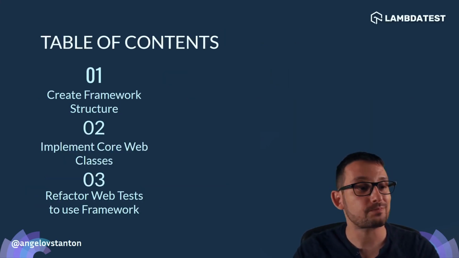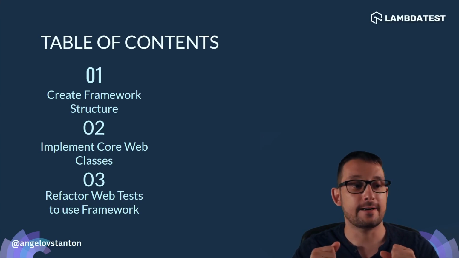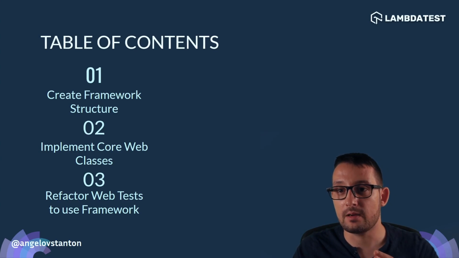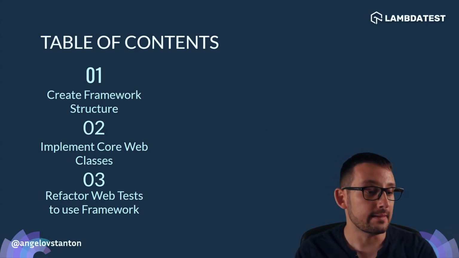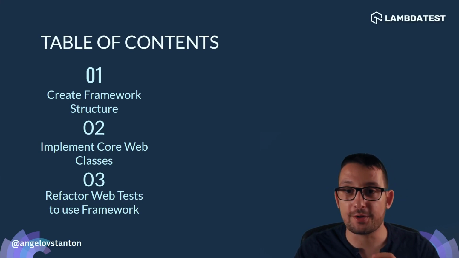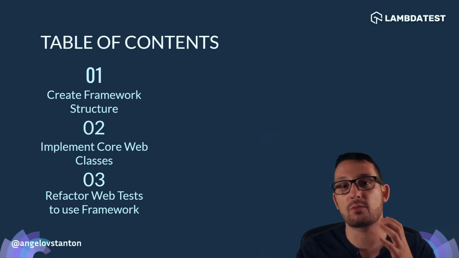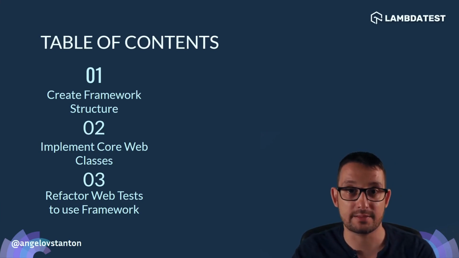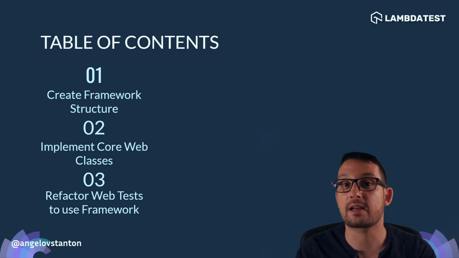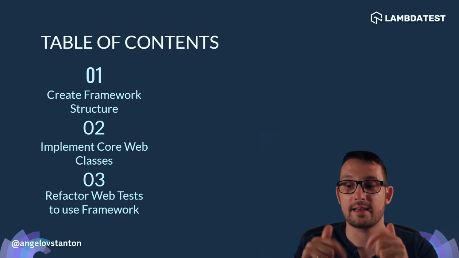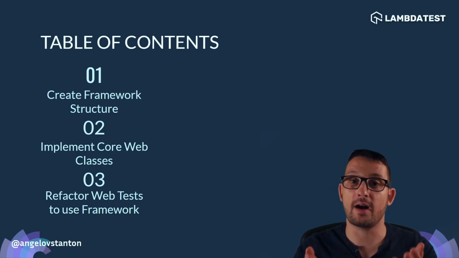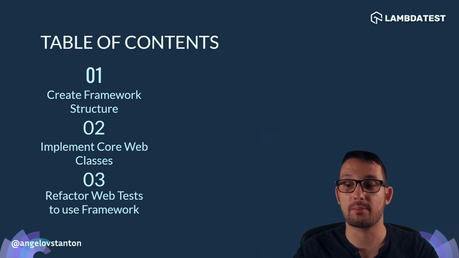First, we're going to create the framework structure. Then we're going to implement many of the test automation framework components. And of course, we're going to use many of the design patterns that we previously discussed during another Lambda test course about design patterns. If you haven't watched it, I suggest you do so. You're going to find all the relevant resources and links to the playlist in the links below. And also, you're going to find the link to the GitHub repo with the source code.